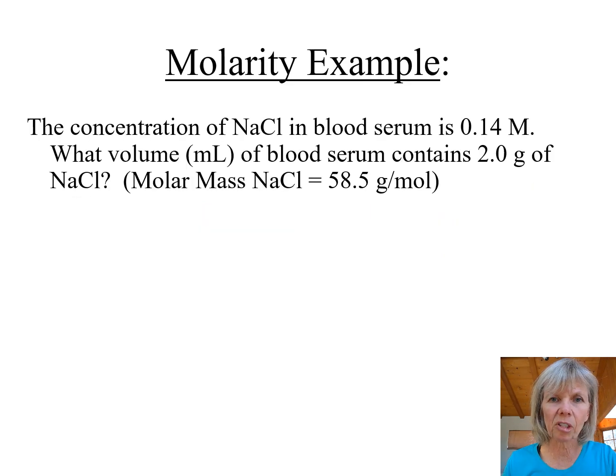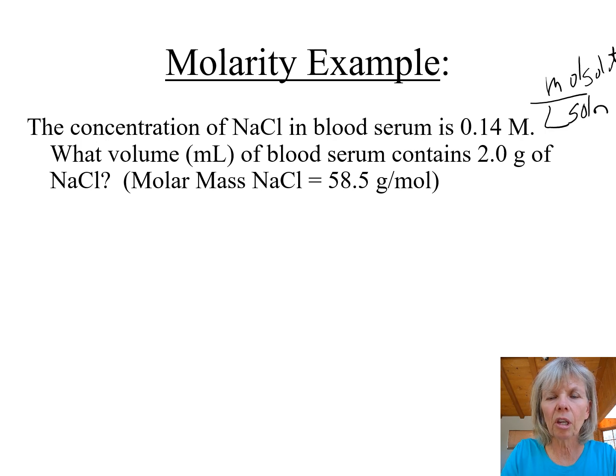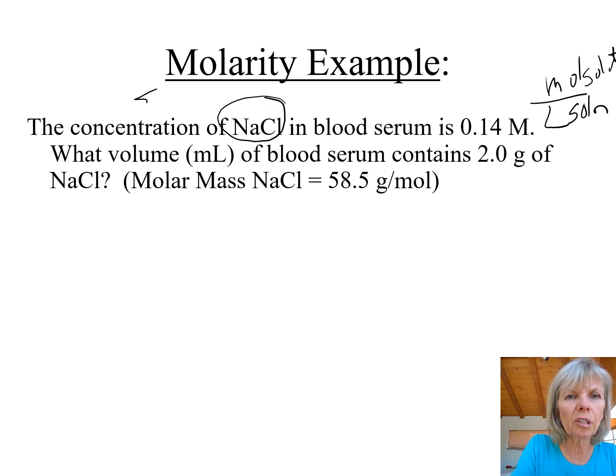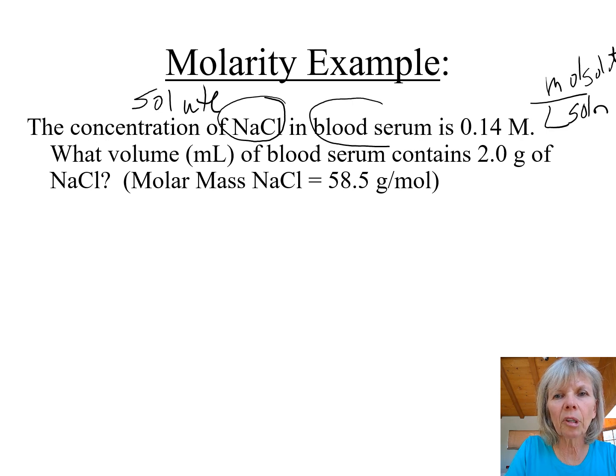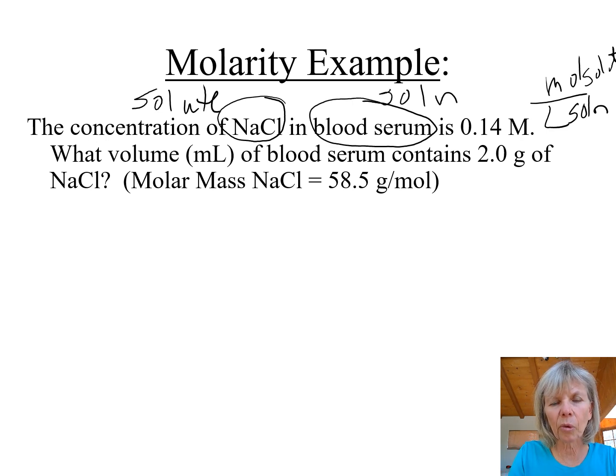This example gives us the concentration of sodium chloride in blood serum is 0.14 molarity. Molarity again is moles per liter of solute over liters of solution. So we want to figure out what is our solute and what is our solution. Sodium chloride is what is being dissolved, so that is my solute. And blood serum is my solution. That's the salt plus whatever else is dissolved in the blood to make my solution.